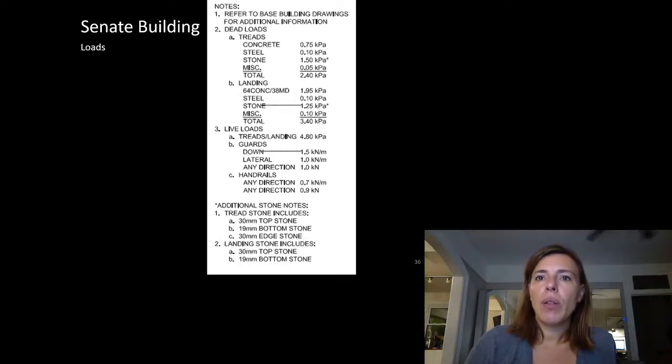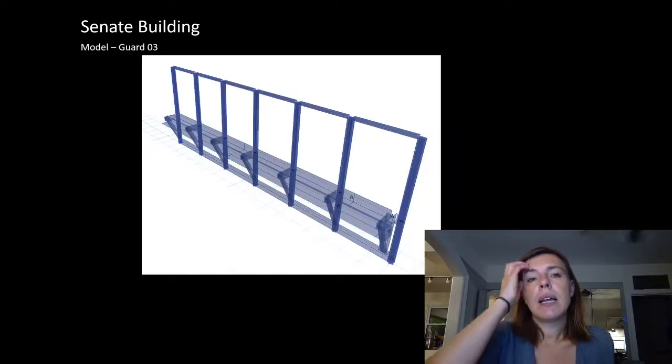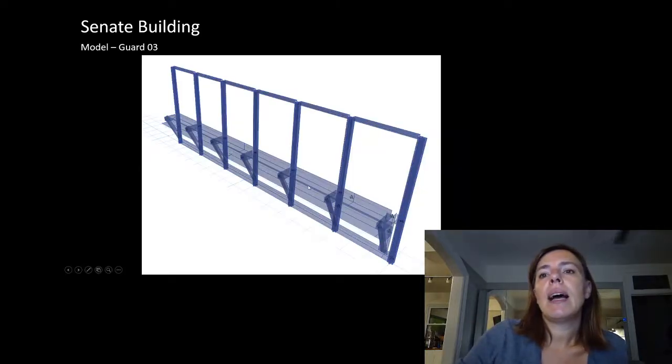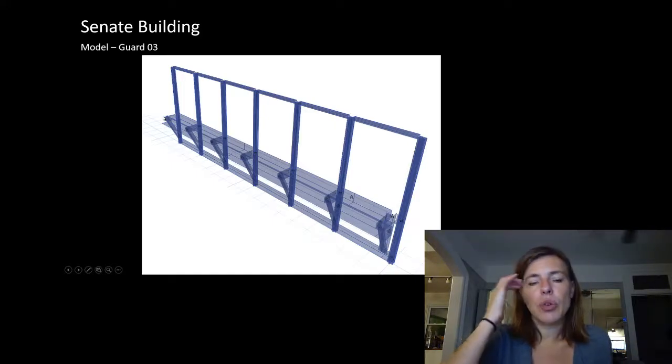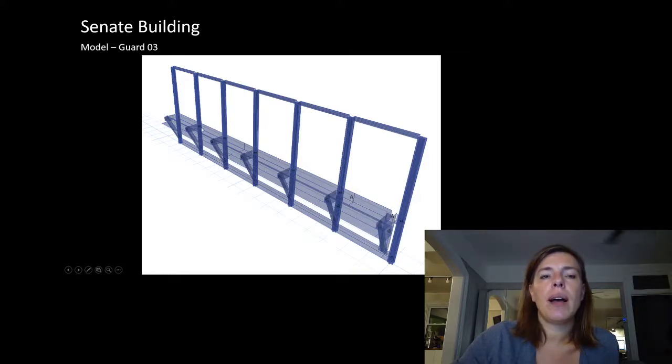So here were the loading conditions for the Senate building. Here is that condition I told you about where I brought back outriggers. I'm not going to show you all of them. I just wanted to show you a couple. So here's the outriggers coming back. So this is what my model looked like.